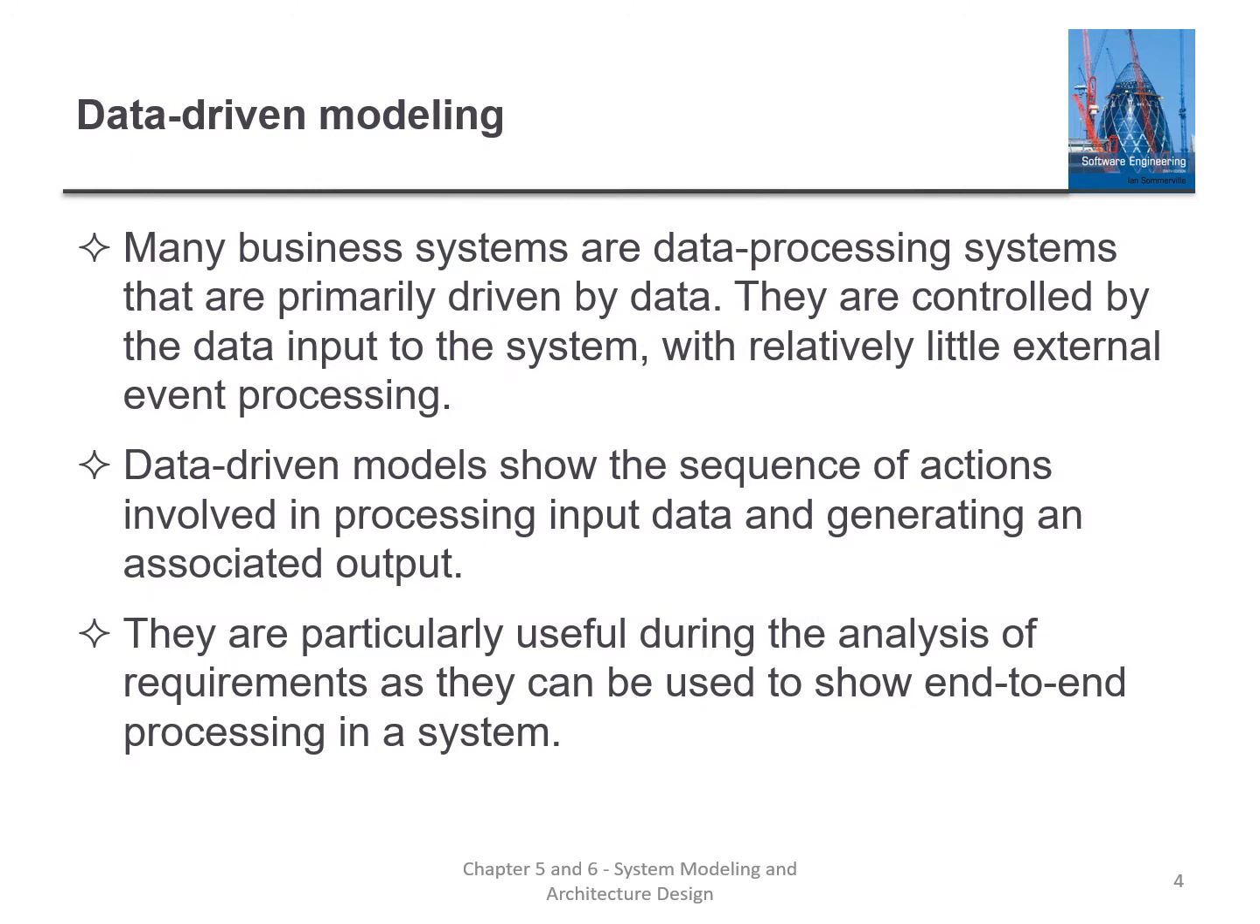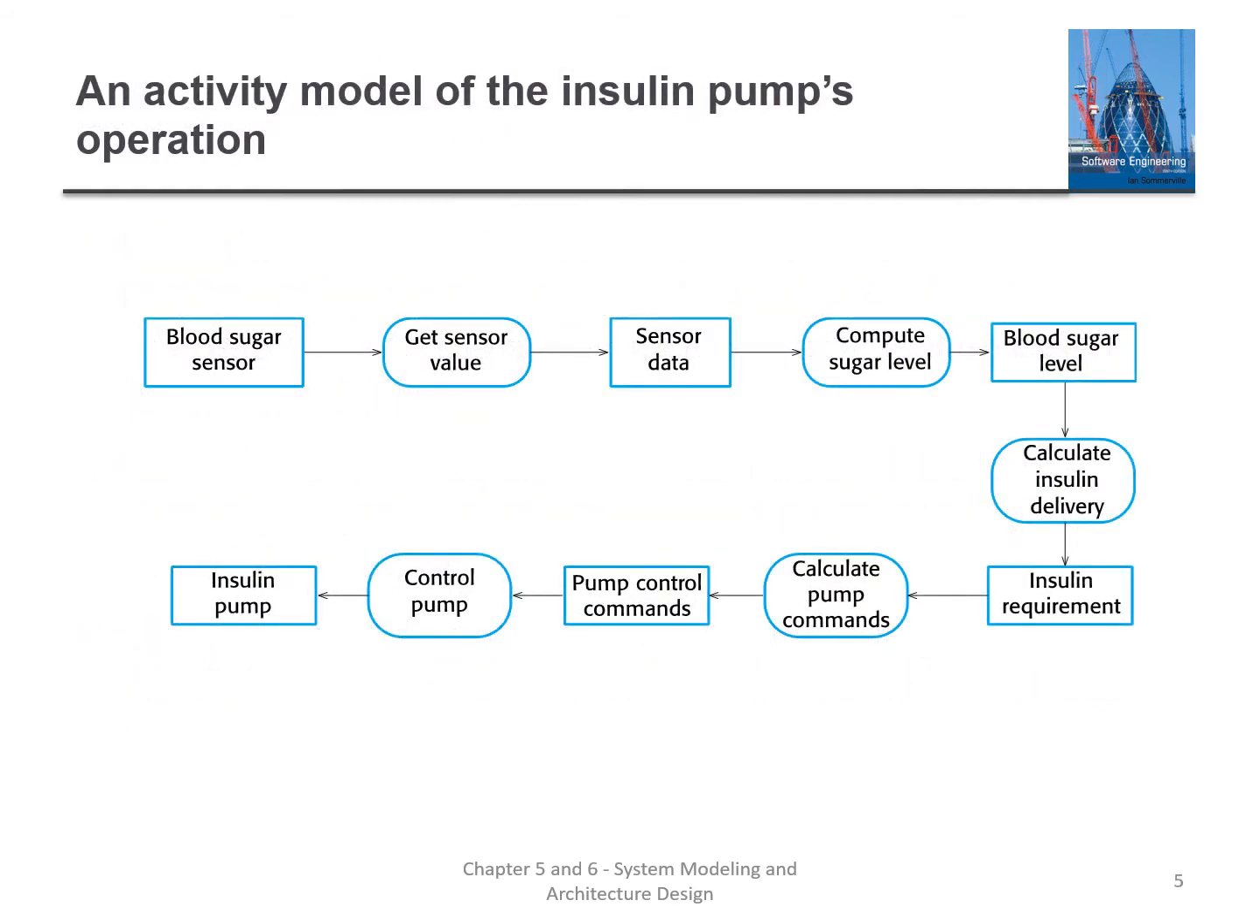Just now we looked at the two types, data and event. In terms of data-driven modeling, many business systems are data processing systems that are primarily driven by data. Data-driven models show the sequence of actions involved in processing input data. They are particularly useful during the analysis of requirements, as they can be used to show end-to-end processing. This is showing the behavior, but the focus is more on the data.